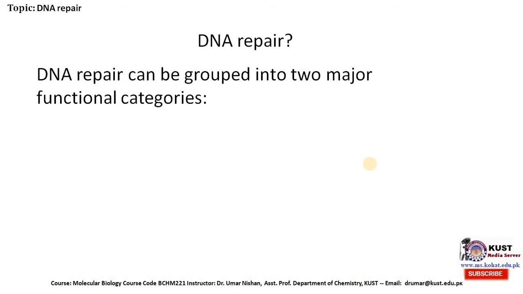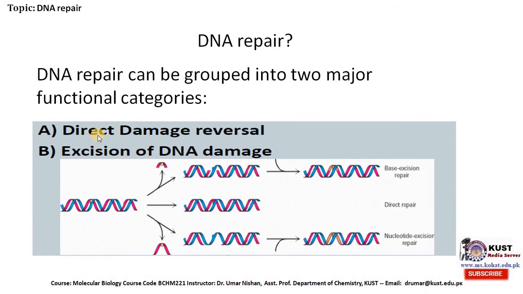DNA repair, as its name indicates, is the process through which any mistake during replication, or any damage that occurred to the DNA, is repaired. DNA repair can be grouped into two major functional categories. These functional categories are direct DNA damage reversal, and the second one is excision of DNA damage.